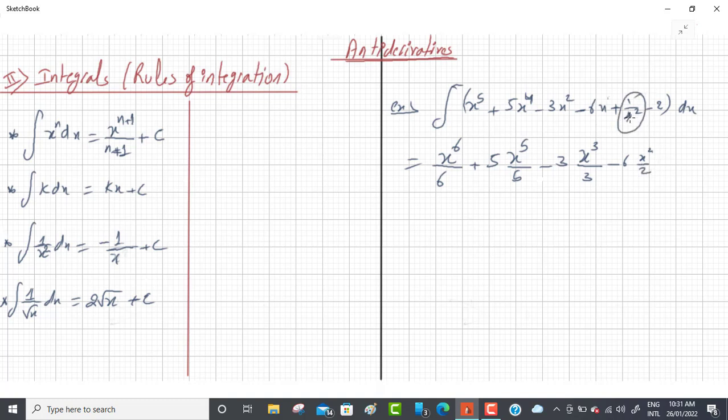1 over x squared is a rule. Antiderivative of 1 over x squared is minus 1 over x. Antiderivative of any constant k is kx, so for 2 it's 2x, plus c. Then you can simplify if you like to. For example, 5 with 5, you obtain x power 5. 3 with 3, you obtain x power 3. 6 with 2, you obtain 3x squared, minus 1 over x, minus 2x plus c.